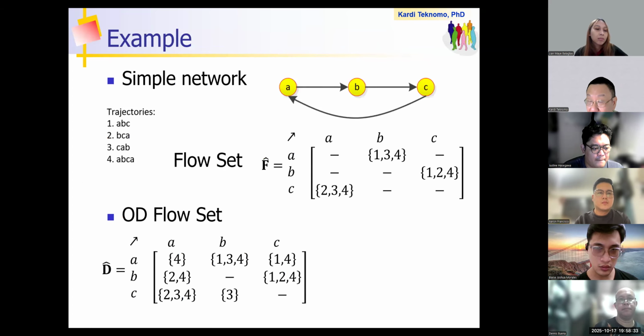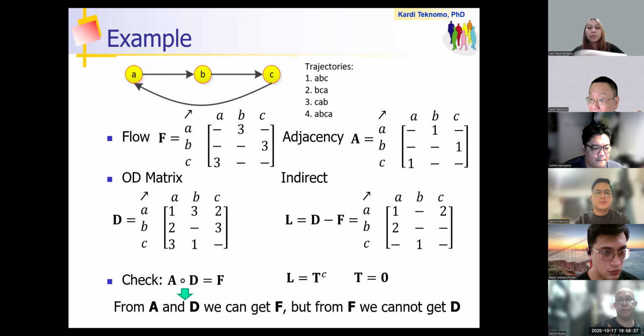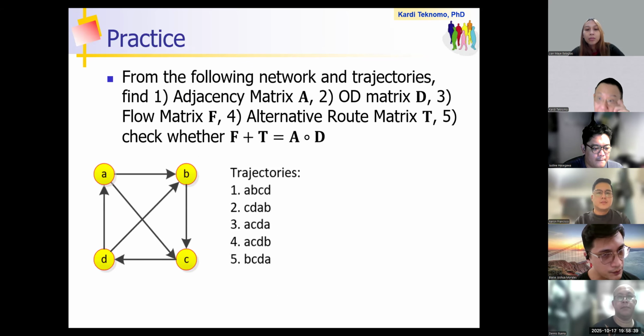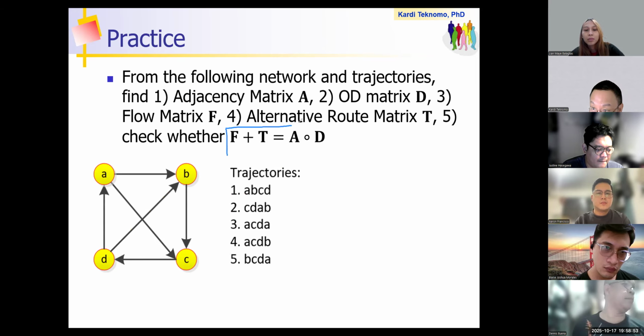So yeah, using that simple example, I can get the correct value eventually. Now this is the main part. Look at this. I can get the relationship, and this is interesting, between the flow matrix, OD matrix, adjacency matrix, and alternative flow.